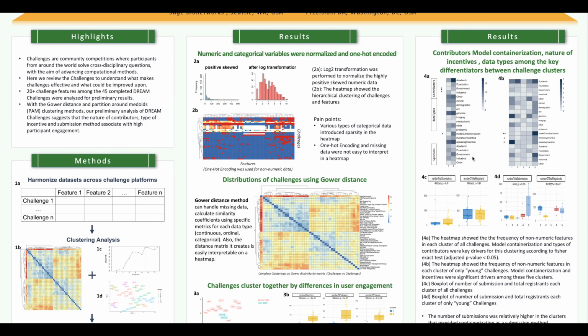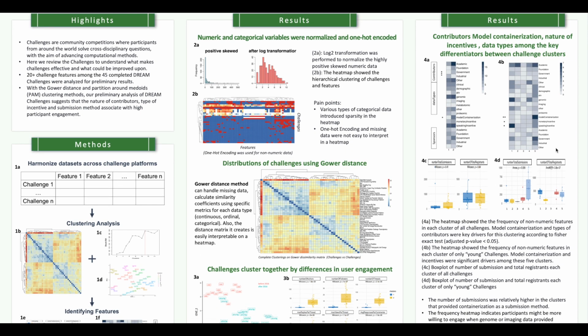As a result, we found the model categorization and types of contributors were key drivers for clustering on all data, while the model categorization and incentives were significant differentiators among these new 5 clusters. Moreover, if we evaluate the frequency heat map along with the number of submissions and registrants, we found that dockerization did not seem to be a big barrier to submission. In contrast, the higher number of submissions was associated with challenges that provide model categorization as a submission method, which is interesting.